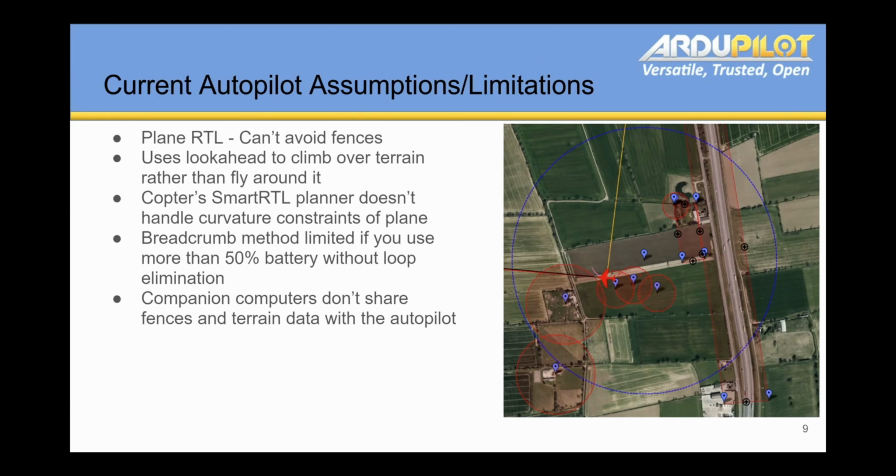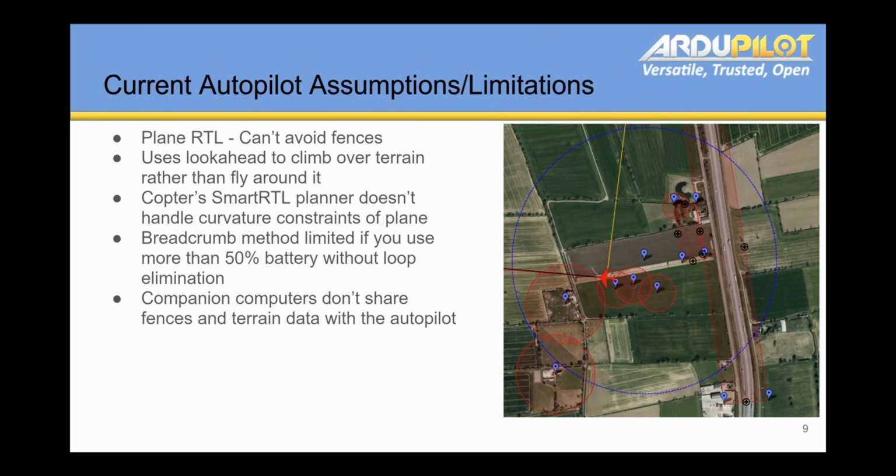Copter does have a lot of algorithms that have been built that work quite well. But unfortunately, these don't work on plane because plane has curvature constraints. Those constraints mean that you can pretty frequently violate your fences, especially if you're very close to them. There's a method to do breadcrumbing, but that doesn't work quite as well in plane if you use more than half your battery, unless you do some loop elimination, which takes a lot of memory.